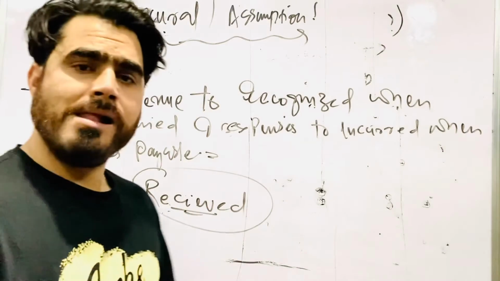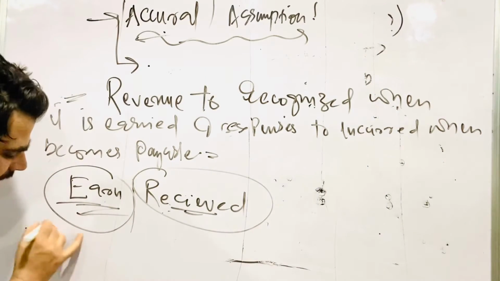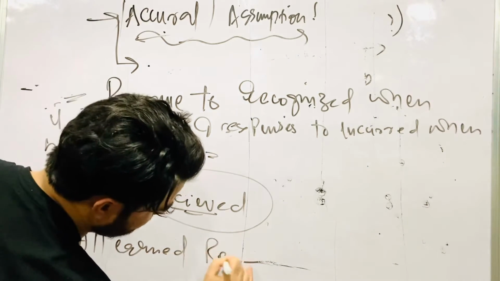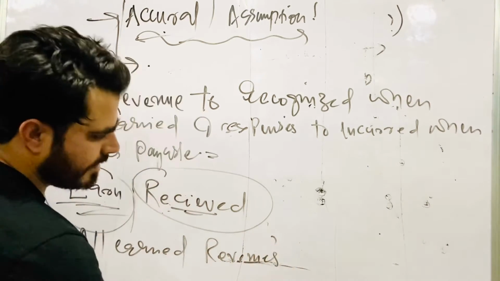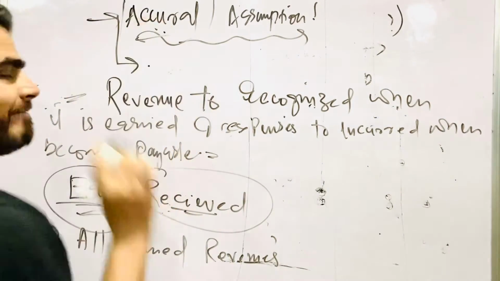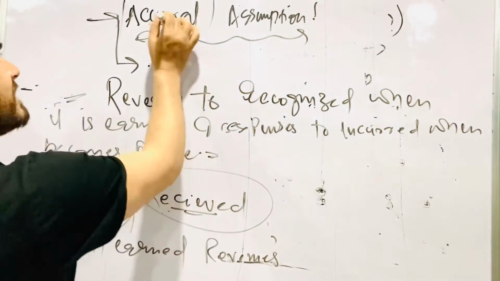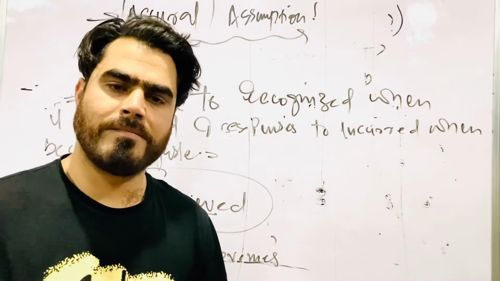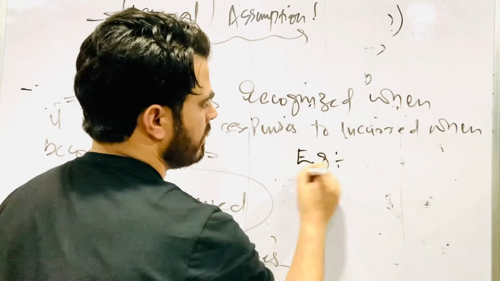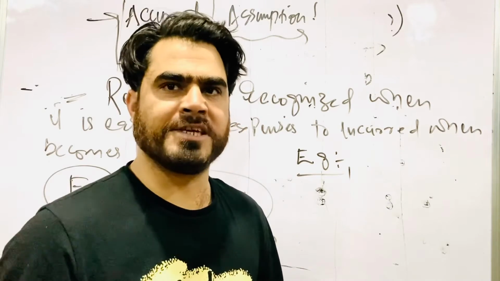All earned revenues, another statement I'm making, all earned revenues are incomes as per the accrual system, but all received incomes are not incomes under the accrual system. For example, you are manufacturing certain products or you are providing certain services.